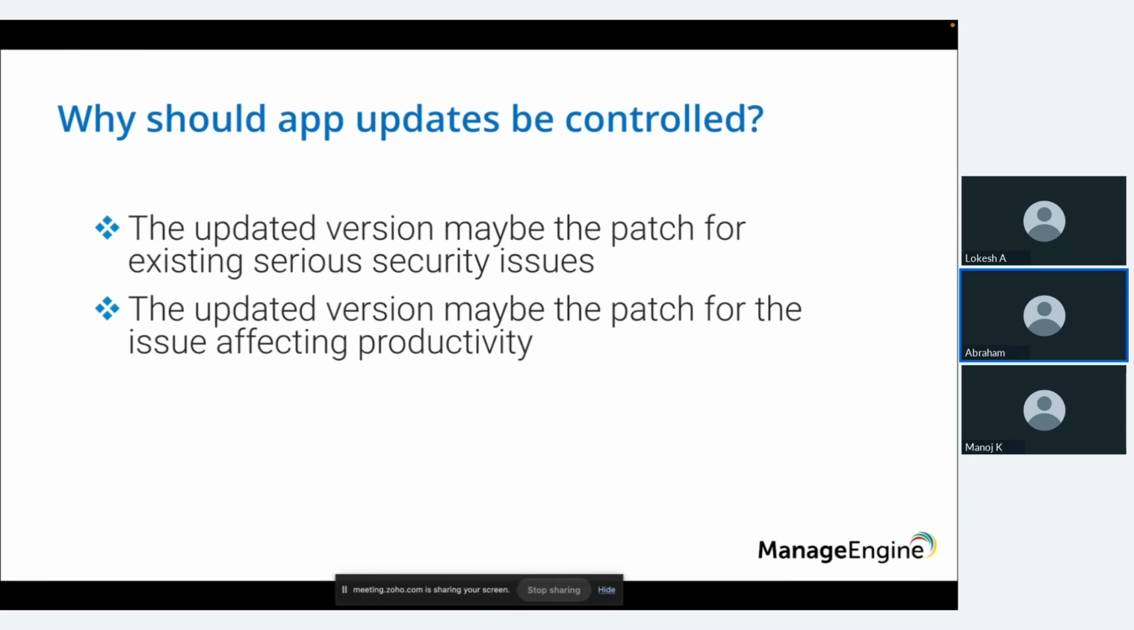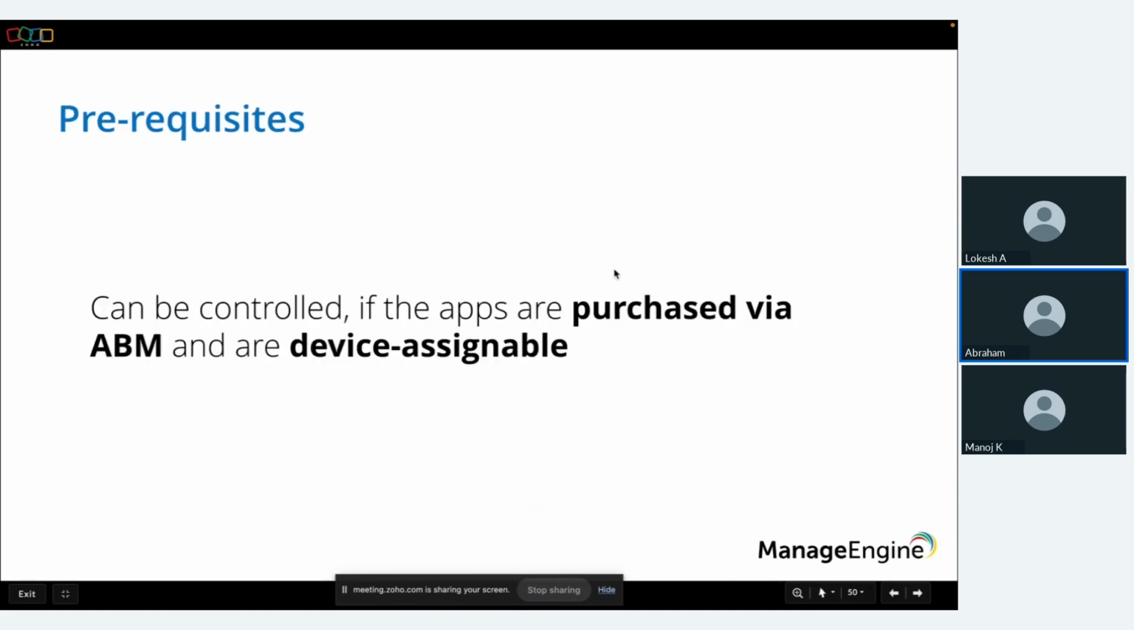In specific cases, the updated version may come with a patch which could fix some serious security issues that could already exist in these applications. And the updated versions could also be fixes for issues that could be affecting your productivity on the current version. So it's best to always control the app updates when it comes to managing applications on the devices. The prerequisite for automatically updating an app is that the app should be purchased through an Apple Business Manager account and should be device assignable.